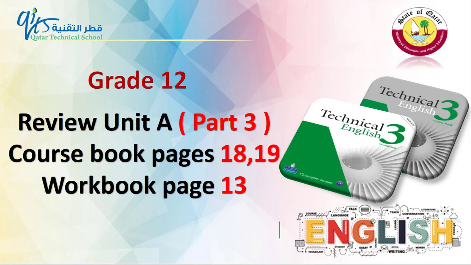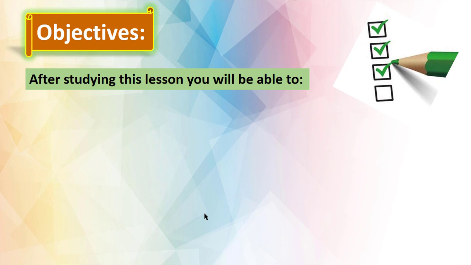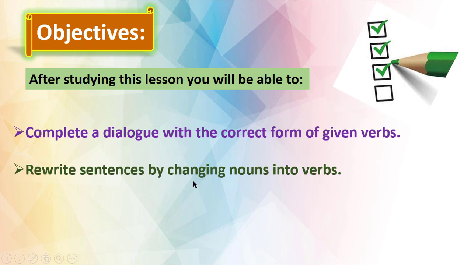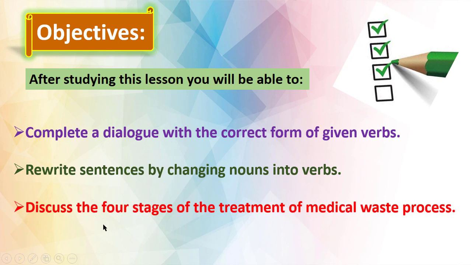Today we will study Review Unit A, Part 3, Coursebook pages 18 and 19, Workbook page 13. Let's start our lesson. Let's start with the objectives of today's lesson. After studying this lesson, you will be able to complete a dialogue with the correct form of given verbs, rewrite sentences by changing nouns into verbs, and discuss the 4 stages of the treatment of medical waste process.